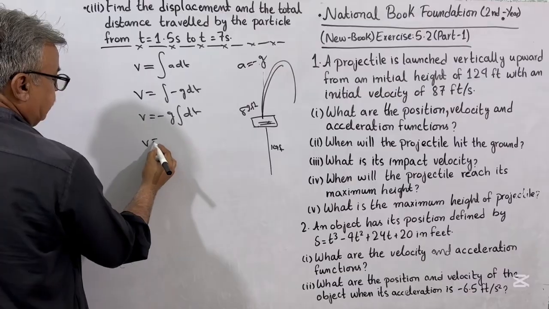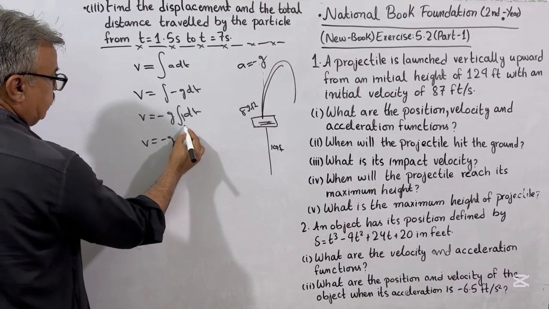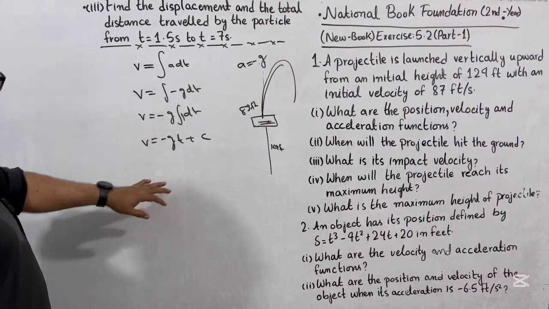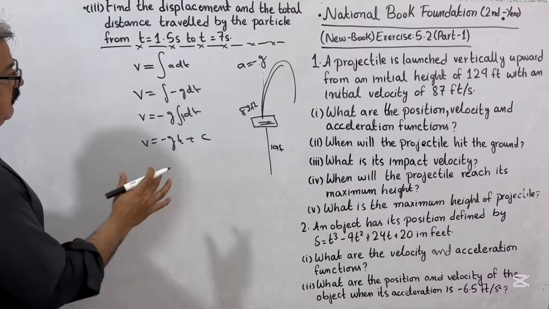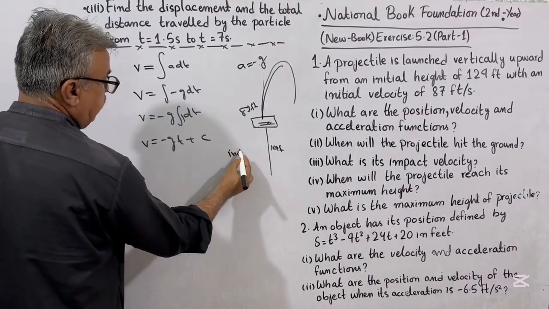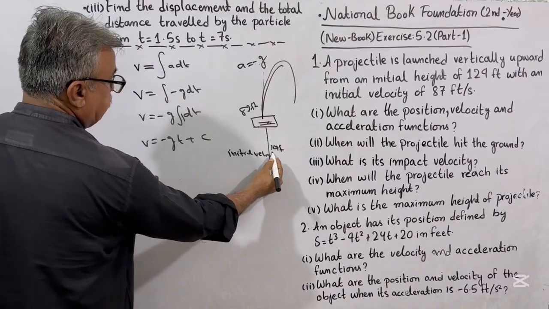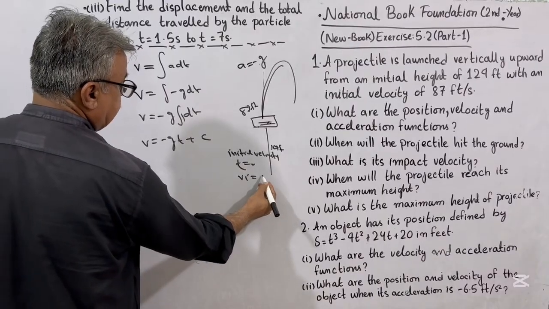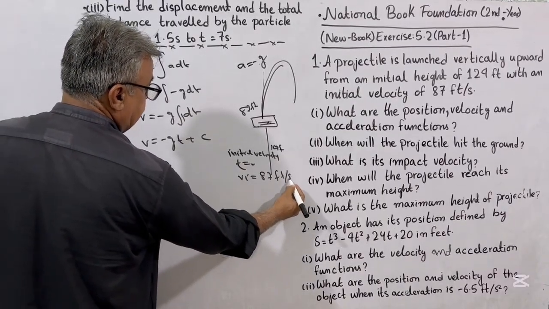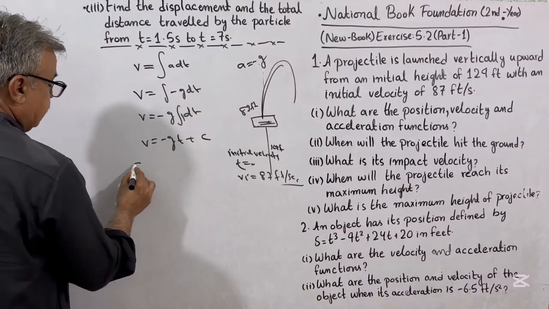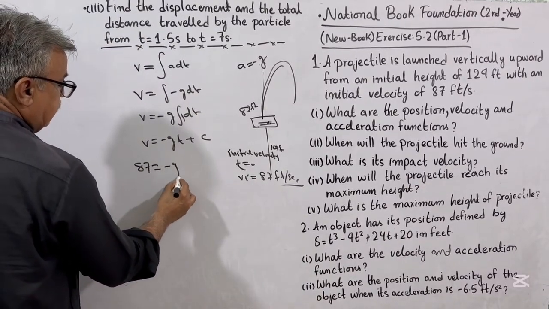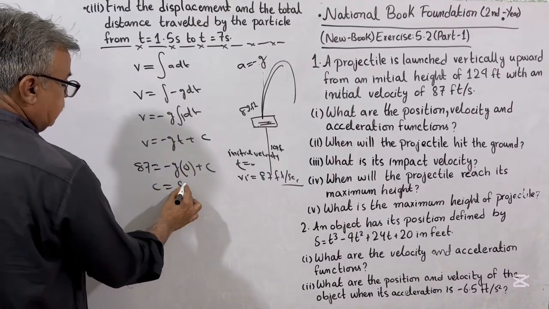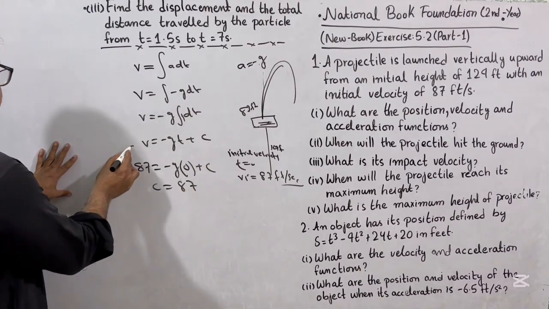Integration of negative g dt with respect to t is negative gt plus a constant c. It's a wonderful phenomenon to watch. Initial velocity is 87 feet per second. At the time of launch, when t is 0, the initial velocity is 87 feet per second. So I can write, instead of velocity, 87 equals negative g times 0 plus c. So we have determined our c. In that case, c is 87.